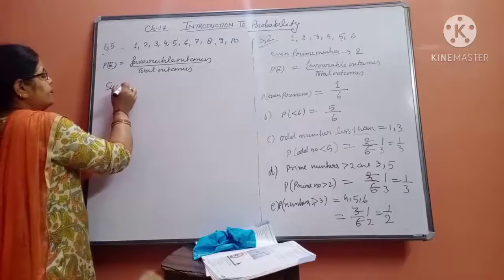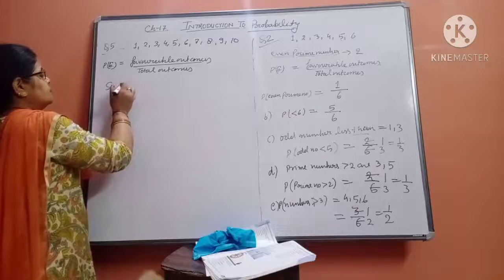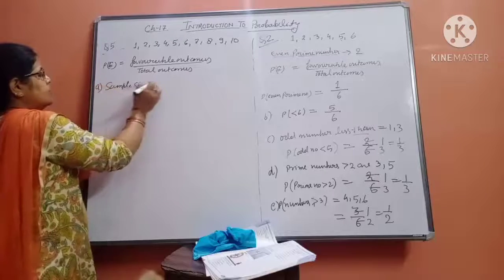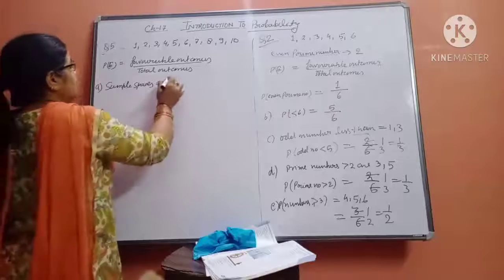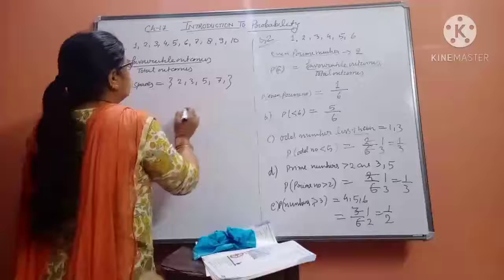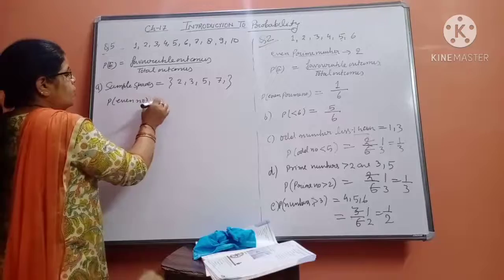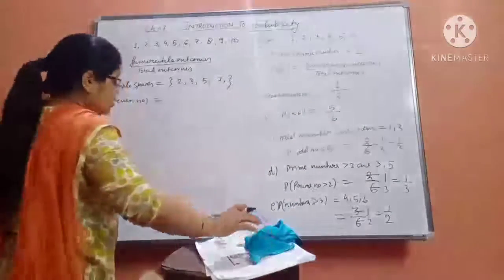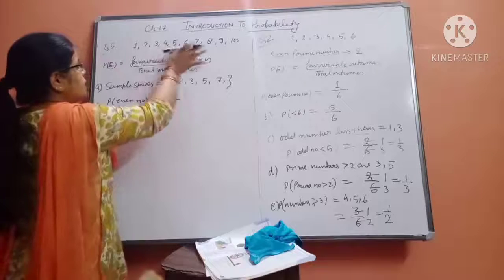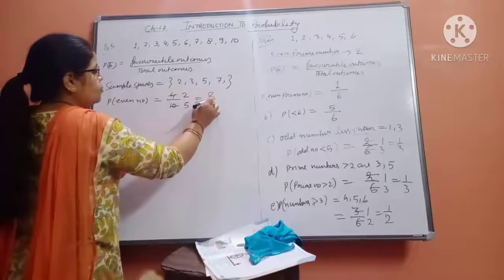Sample spaces for A part, even number. What can be the even number? See that. 2, 3, 5 or 7. So probability of even number is equal to, how many numbers are there? 4. Probability will be 4 upon total chances, 10. 2 2s are 4 and 2 5s are 10. So its probability will be 2 upon 5.